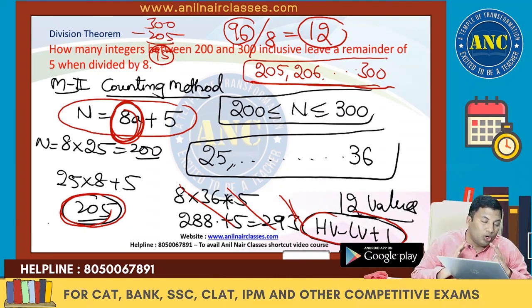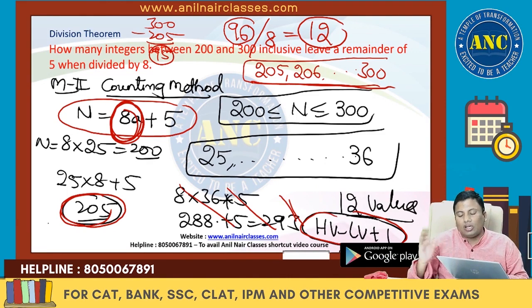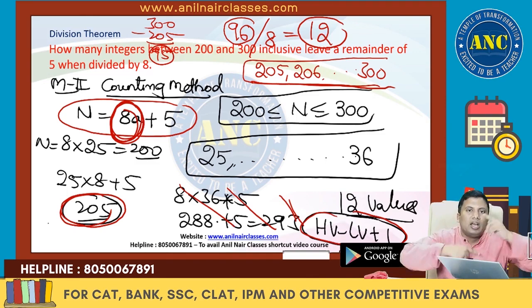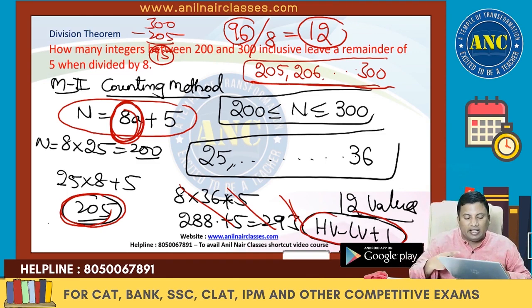So you don't need to determine the highest value. You can determine the lowest value, find out the total number of values, and divide by how many times the cycle is getting repeated. I hope it is clear. Right? Next question.